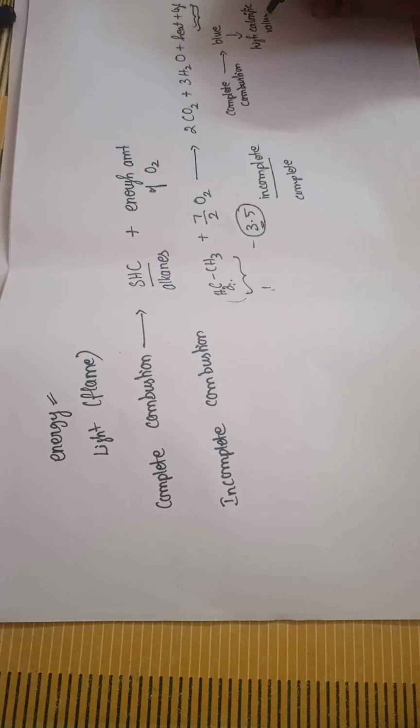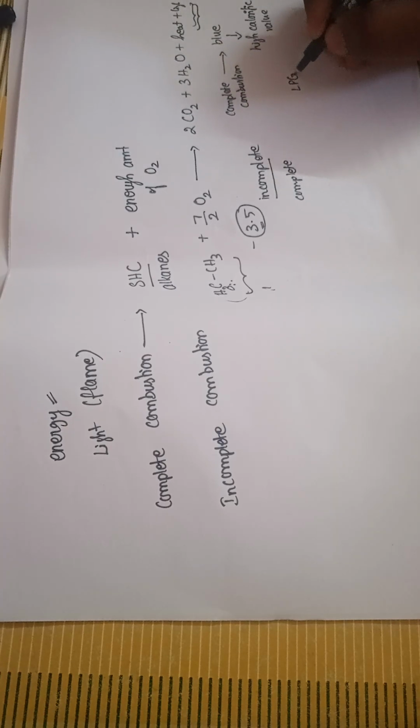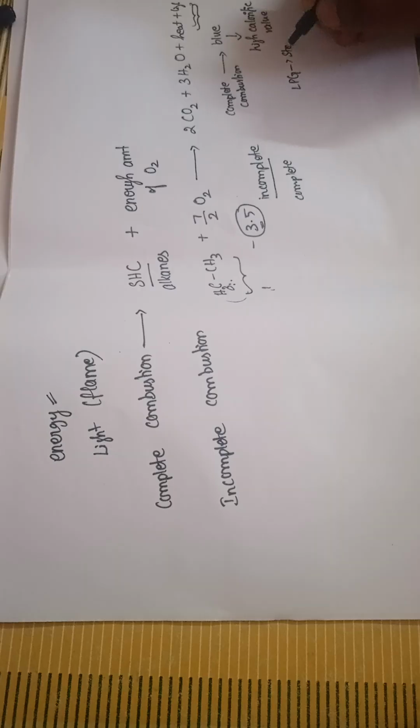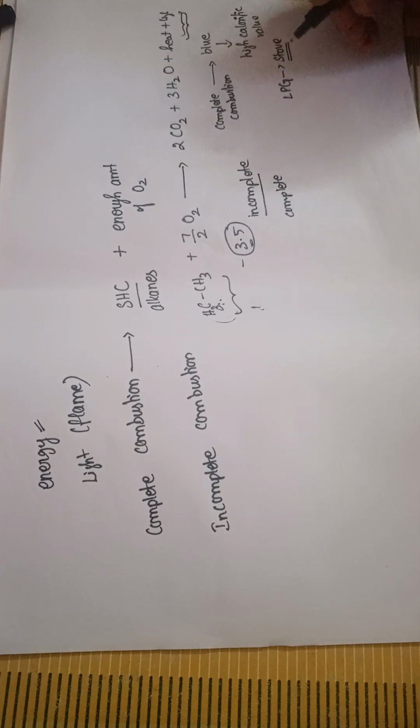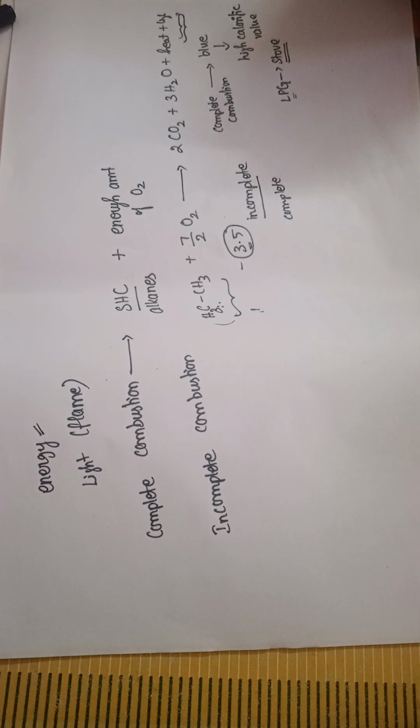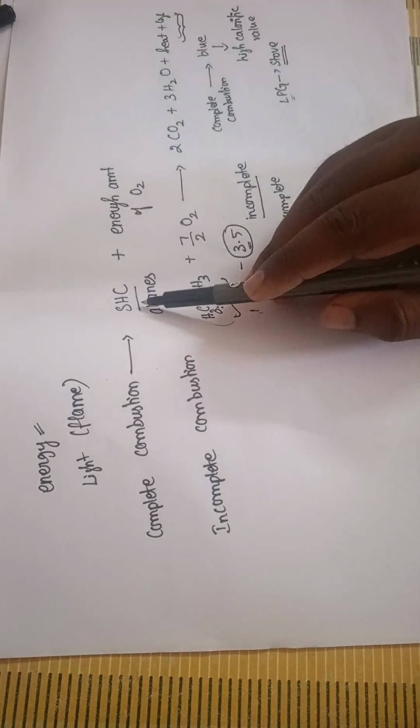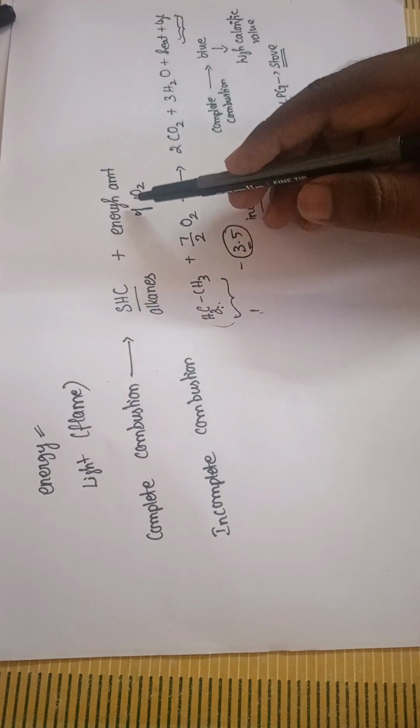High calorific value. When you use LPG gas, we can observe it in the stove. If the flame is blue in color, it indicates that all our fuel underwent complete combustion. For that there are 2 conditions. One, the hydrocarbon should be a saturated hydrocarbon. Another condition is enough amount of oxygen.